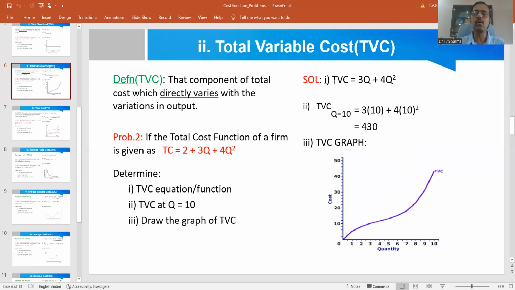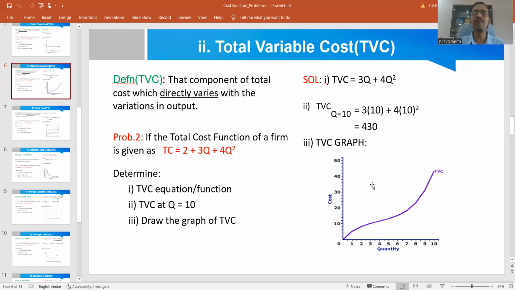So when we want to find the total variable cost equation, means that portion of the cost equation which changes with the variation in output. Now, in this total cost equation, you see that 3Q plus 4Q square is the only component which changes with the changes in output. And that is the reason TVC is given as 3Q plus 4Q square. Now, the second part is to find TVC at Q is equal to 10. You directly substitute 10 wherever Q is there. So 3 into 10 plus 4 into 10 square. So you get 430.